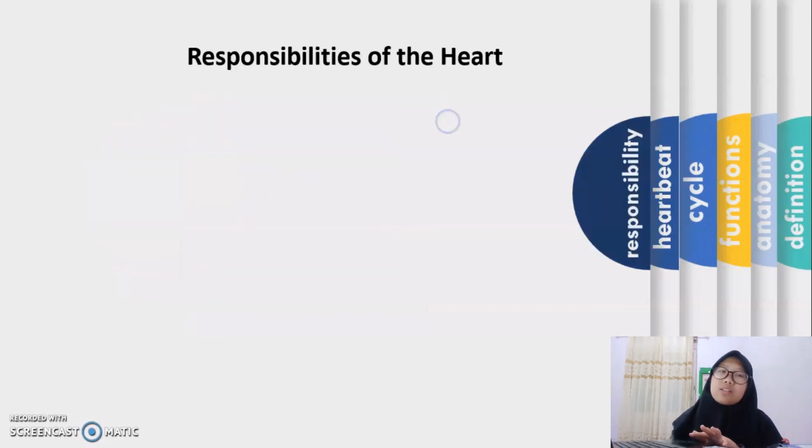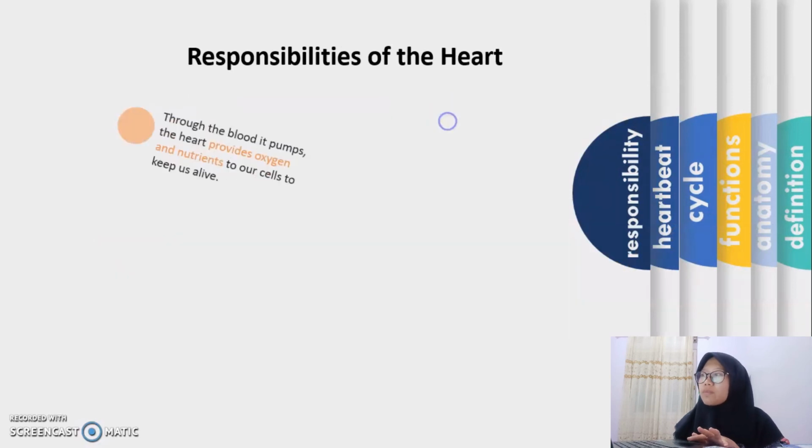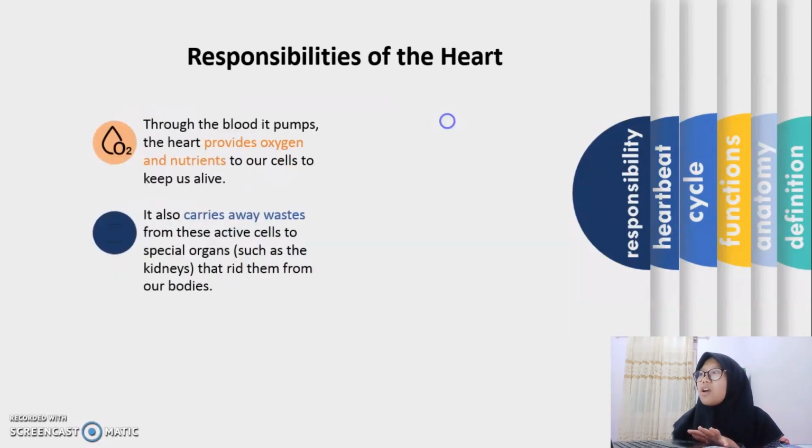Next is the responsibility of the heart. Through the blood it pumps, the heart provides oxygen and nutrients to our cells to keep us alive, and it also carries away waste from these active cells to special organs such as the kidneys that rid them from our body.